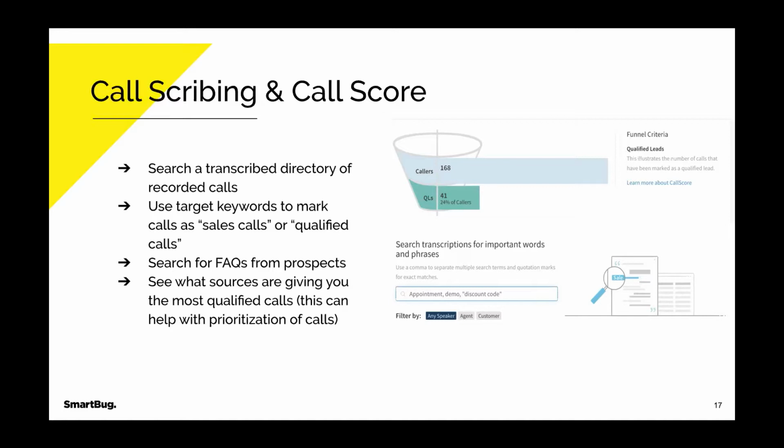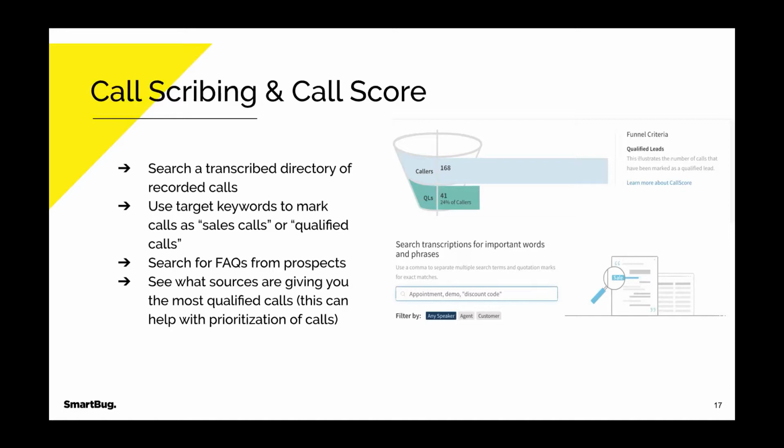You can also search your transcriptions for FAQs from your prospects. What questions are coming up the most? Are there things you can do to help answer those questions and take up less time on the phone? Are there marketing materials you can create, or sales enablement collateral that's missing from your process? You can also identify target keywords that help mark your calls as specifically sales calls versus a service call, or really well qualified, and help identify what's working.